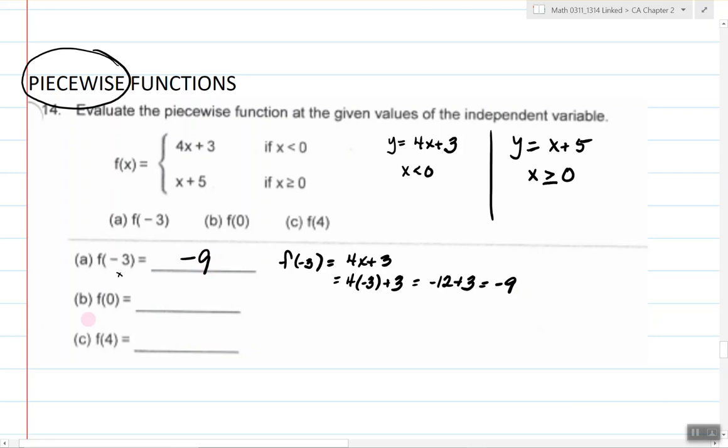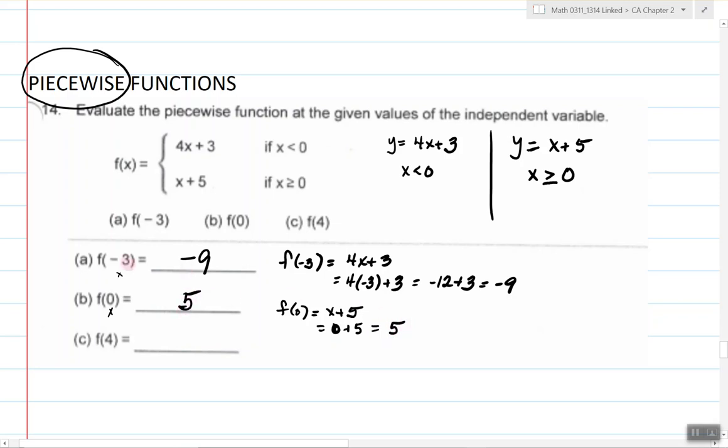When they say to find f of 0, I look and say x equals 0, that's my x. Is that in this part of the domain or this part of the domain? Well, it's in this part, so I will use this definition. So f of 0, I need to use x plus 5's definition. So that's 0 plus 5, which is 5.